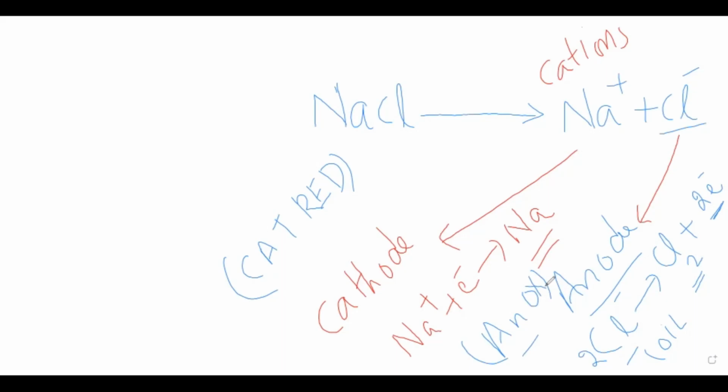AN for anode, OX for oxidation. Beta, it means oxidation takes place at the anode. Oxidation always takes place at the anode during electrolysis. Oxidation is loss of electrons, whereas reduction takes place at the cathode always, and reduction is gain of electrons. Simple as that. Clear, beta? So we have discussed 2 examples of electrolysis of a molten ionic compound.